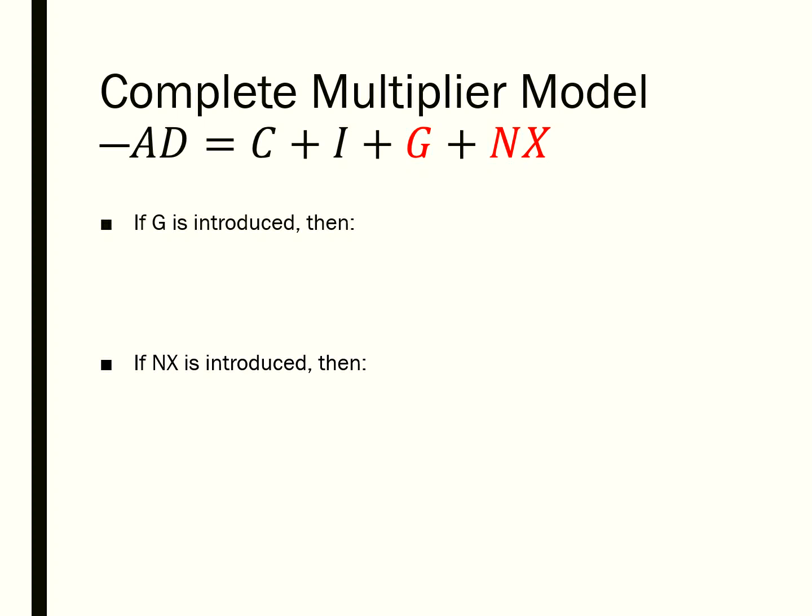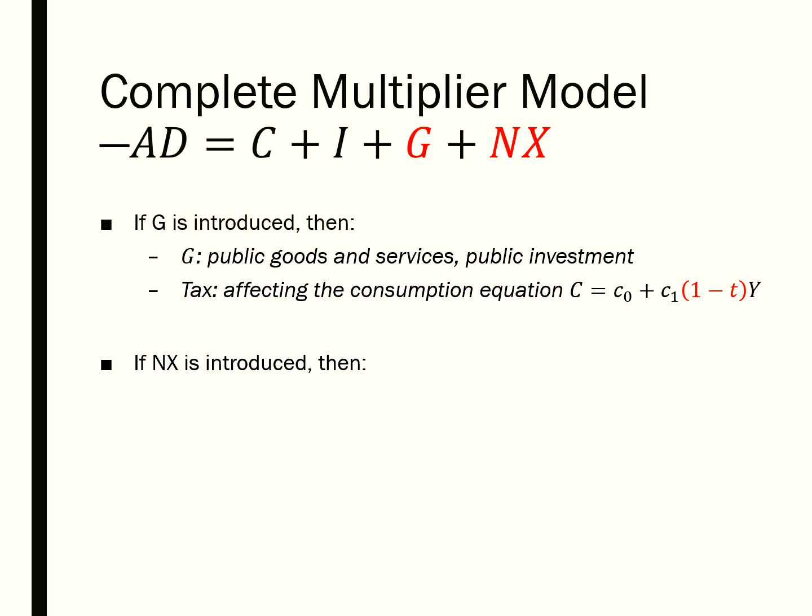We have just introduced the simple multiplier model where we only have C and I in AD. We have two ways to extend the model. The first one is to include G, the government expenditure, into the model. G stands for the public goods and services provided by the government, and it also includes public investment, such as infrastructure, the road, the water plant, or whatever. But if you introduce G into the model, you implicitly assume that there will be taxes collected by the government, because if you don't have tax income, the government will not have money to spend on G.